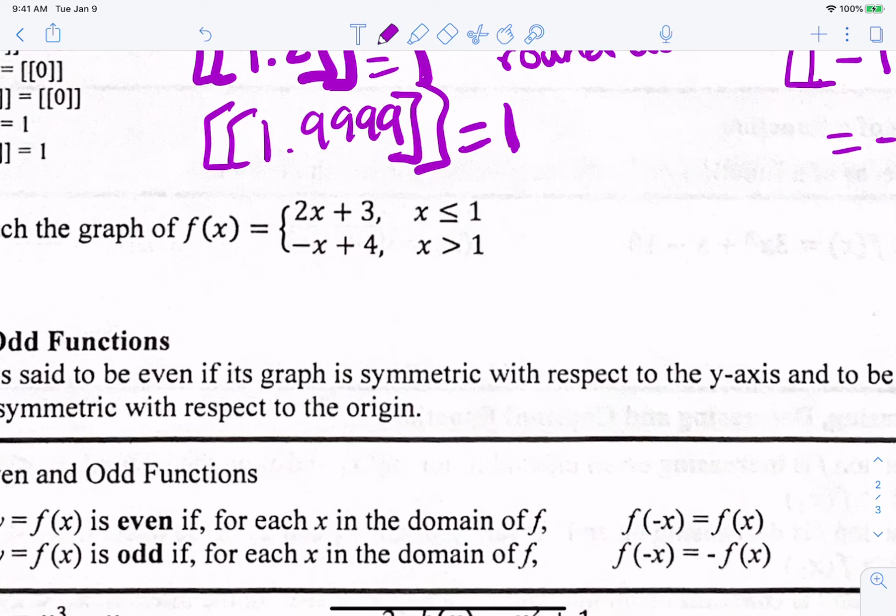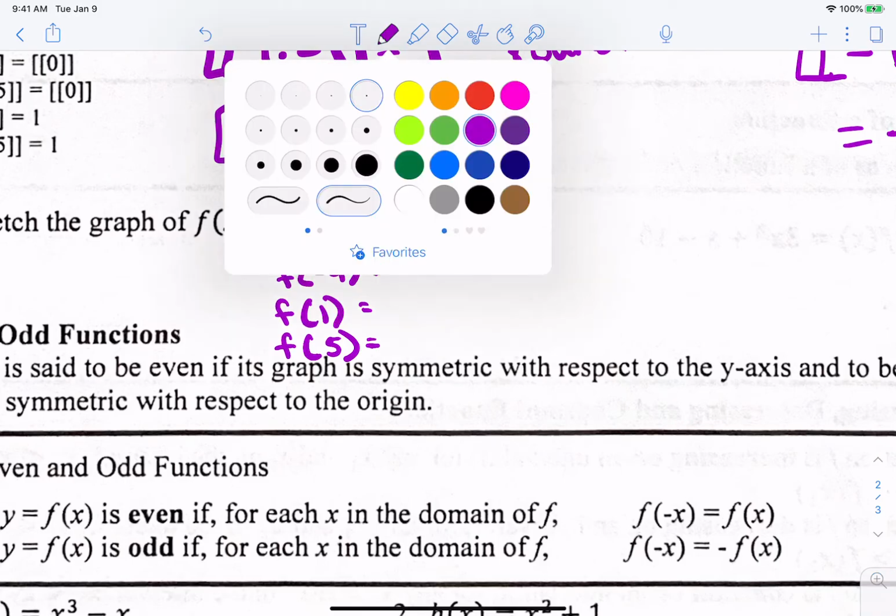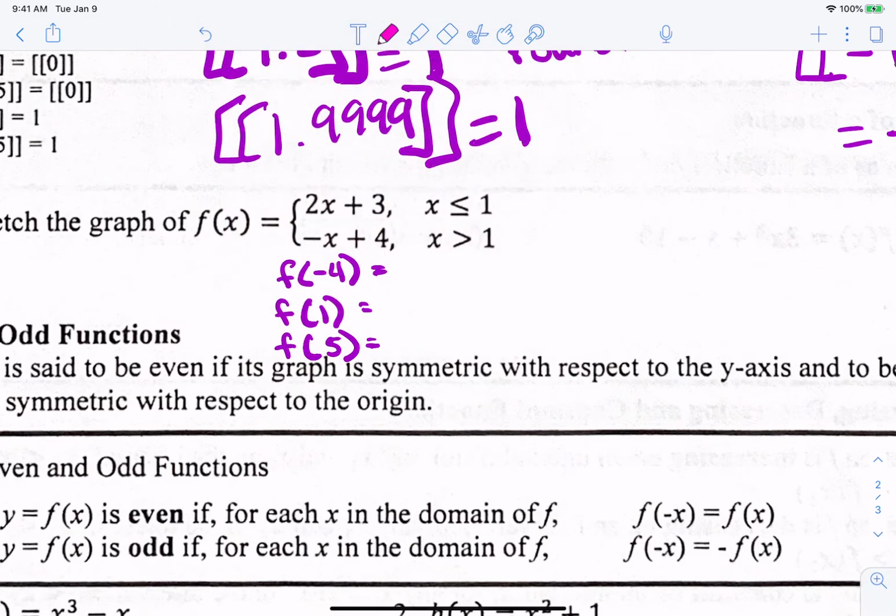But let's do this. Let's talk about some questions that you might be asked on the ACT. Let's say I do f of -4. Let's say I do f of 1. And let's say I do f of 5. These are questions that you will be asked on the ACT. You will not be asked to graph this function, but if they give something like this to you, they might ask you, what is f of -4? What is f of 1? What is f of 5?